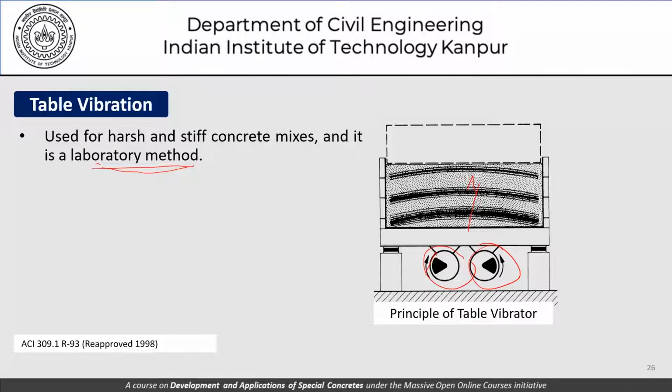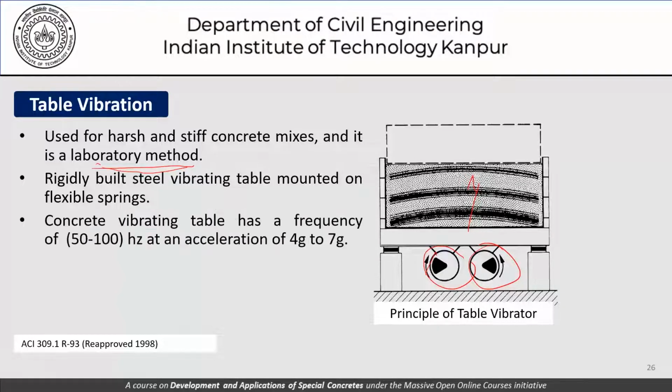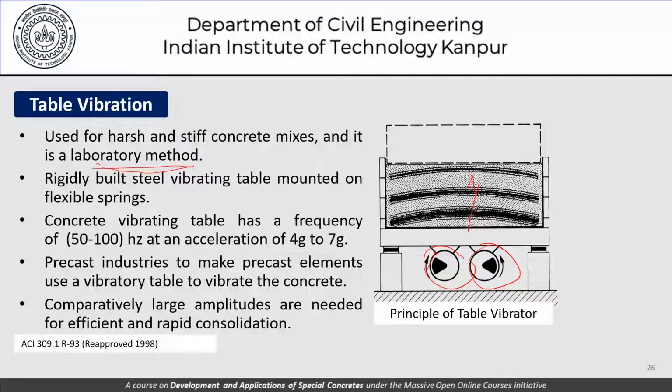Rigidly built steel vibrating tables mounted on flexible springs. So that is basically what a table vibrator is. And a concrete vibrating table has a frequency of about 10 to 100 Hertz and an acceleration of about 4 to 7 G. Precast industries use vibratory tables to vibrate the concrete to make precast elements, and comparatively large amplitudes are needed for efficient and rapid consolidation. So these are the characteristics that one must keep in mind when talking about table vibration.